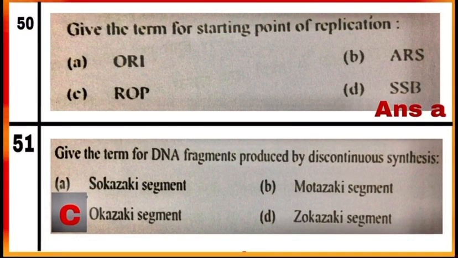Question 50. Give the term for starting point of replication. The starting point of replication is ORI or origin of replication. So, here mark A as a correct answer. Question 51. Give the term for DNA fragments produced by discontinuous synthesis. The term used for DNA fragments produced by discontinuous synthesis is Okazaki segments. So, here mark C as a correct answer.